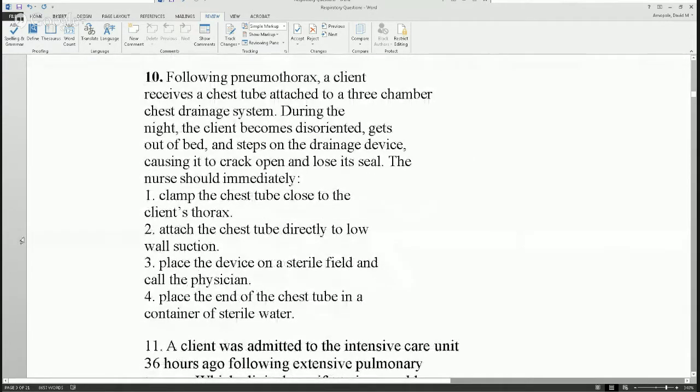Following a pneumothorax, a client receives a chest tube attached to a 3-chamber chest drainage system. During the night, the client becomes disoriented, gets out of bed, and steps on the drainage device, causing it to crack open and lose its seal. The nurse should immediately do number 4, place the end of the chest tube in a container of sterile water. That's right. When the chest drainage system opens, the closed system between the pleural space and the device is broken. We've seen that question before.